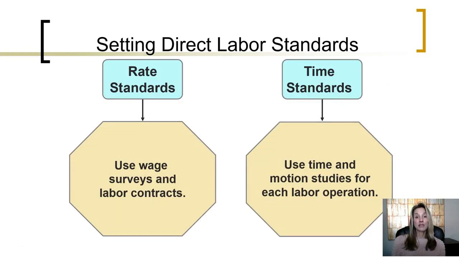When setting our direct labor standards, our rate standards would be based on wage surveys and labor contracts. For time standards, we would use time and motion studies to identify what the true attainable time would be for each individual laborer to produce each unit.